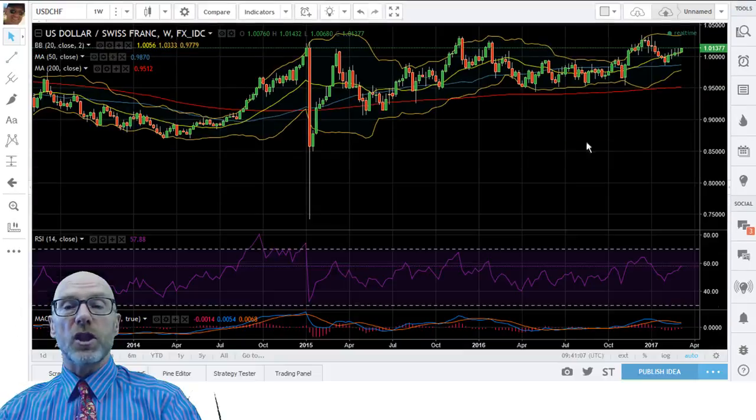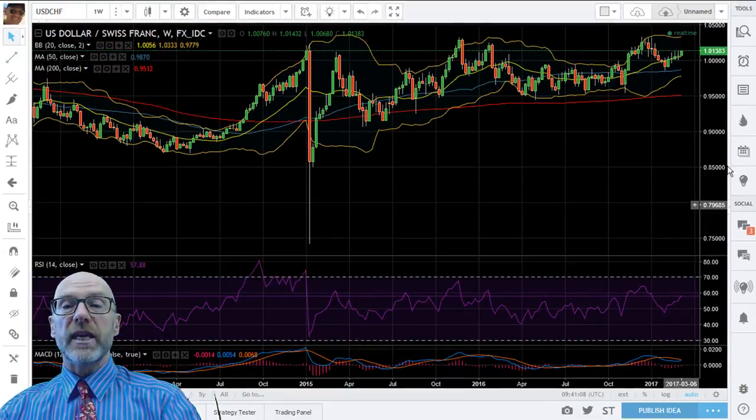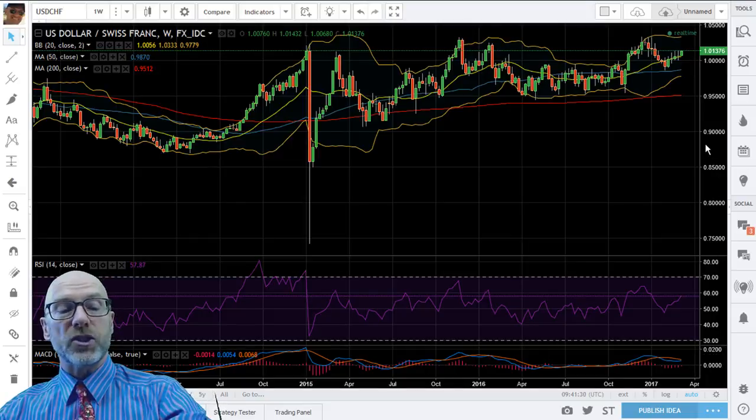On the longer term picture, you can see here that the market has bounced up through the 20-week moving average and looks set to test the resistances from December. Again, the RSI has gone back above 50, at 57.88, and the MACD are just about to cross again. So a positive picture there.